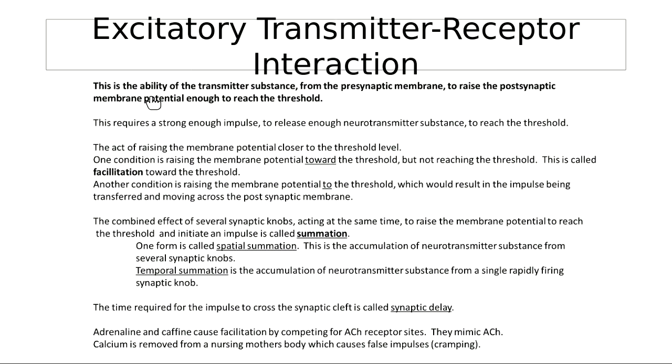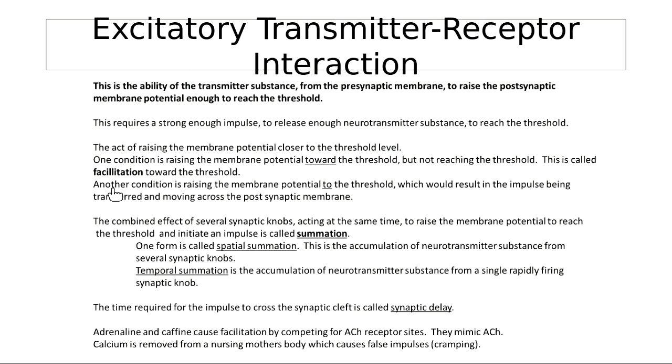So let's look at this. Your first blank is facilitation, and I've got it in bold print right there. The act of raising the membrane potential close to the threshold level, that's going to be facilitation. I have one condition is raising the membrane potential toward the threshold but not reaching the threshold. This is called facilitation toward the threshold. So if it does not reach the threshold, it's facilitation toward the threshold. If it goes to the threshold, that's facilitation to the threshold.